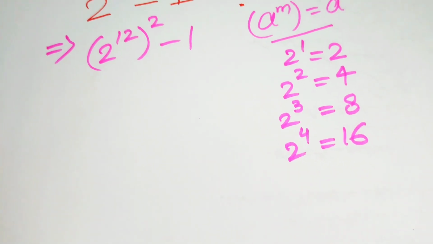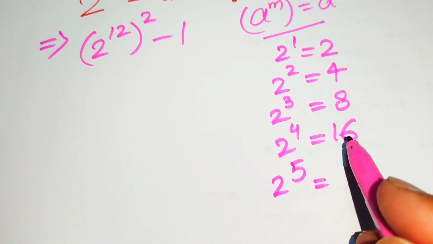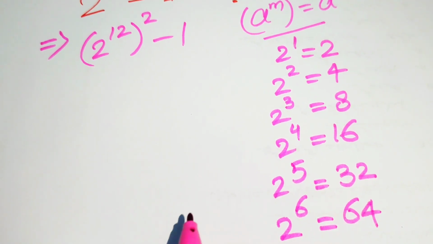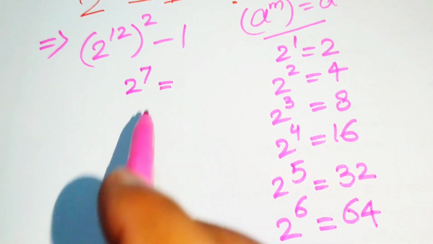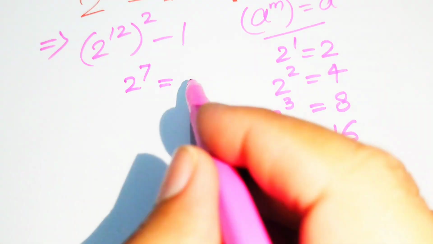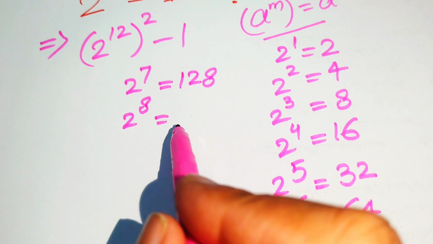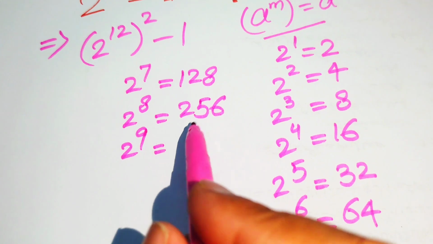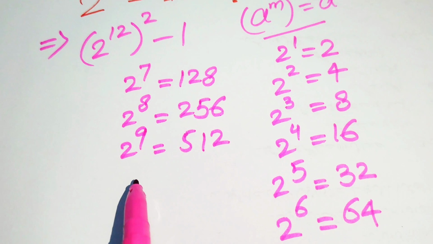If we find the value of 2 to the power of 5, we multiply this 16 by 2 and we get 32. Similarly, 2 to the power of 6 equals 64, and similarly we proceed up to the 12th power. 2 to the power of 7 is equal to 128, and 2 to the power of 8 is equal to 256. 2 to the power of 9 equals, here we double this 256 and we get 512.